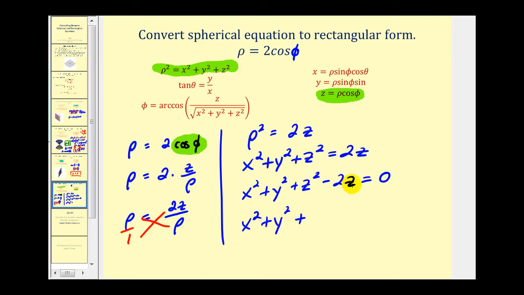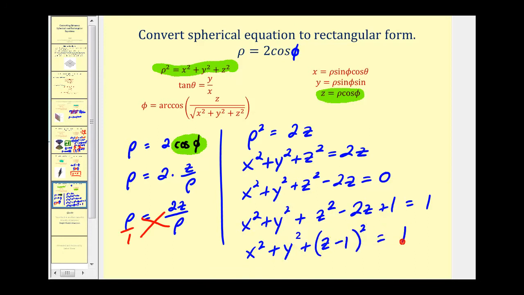Half of negative 2 squared would be positive 1. So we'd have z squared minus 2z. If we add 1 on the left side, we do have to add 1 on the right side. And now we can see this would be a sphere where the center is at 0, 0, 1, and the radius would be equal to 1. Okay, that's going to do it for this video.